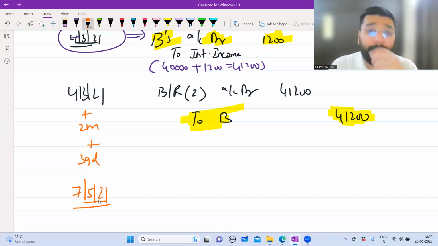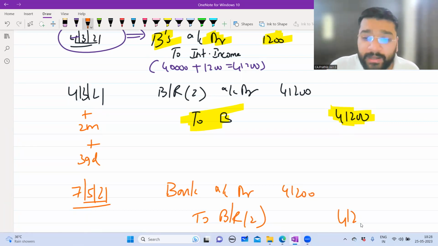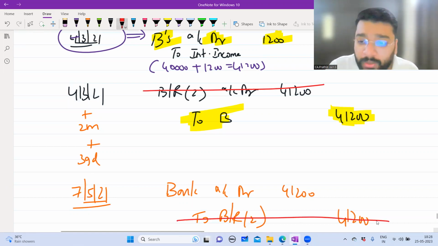2021. Guys, the bill is honored, which means what? We are receiving the money. So bank account debit to bills receivable 41,200. Now with that, your bills receivable account debit and credit is knocked off and the money is finally received.